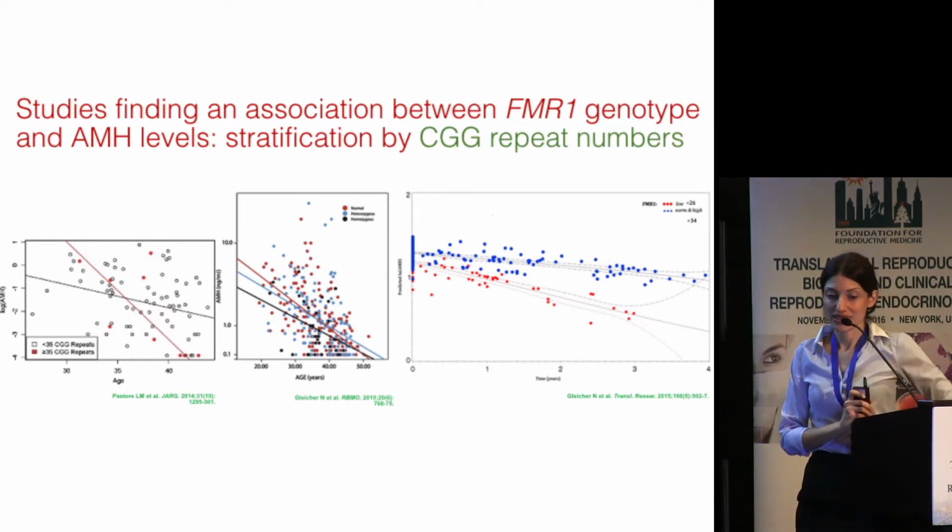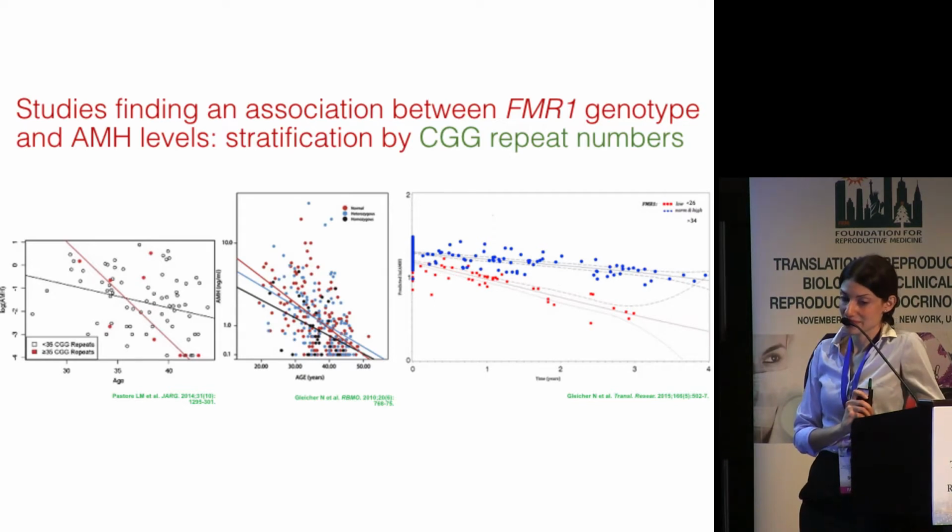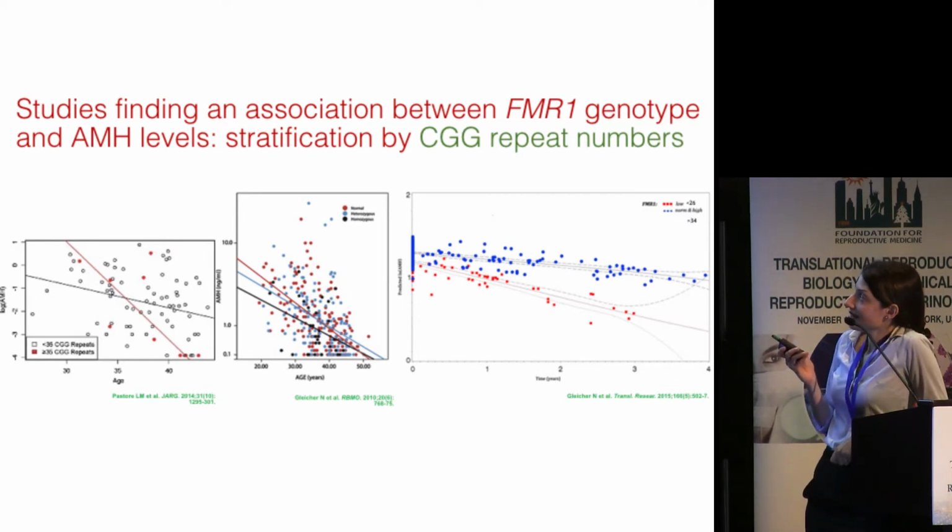And then there are studies that stratified by CGG repeat numbers in different ways. So they either looked at a specific cutoff or a specific type of repeats. When I say number, I mean they stratified by CGG repeats below 35 or above 35 repeats. So Pastore's group showed that the rate of decline of AMH in carriers of more than 35 repeats is significantly faster than that of carriers of less than 35 repeats.